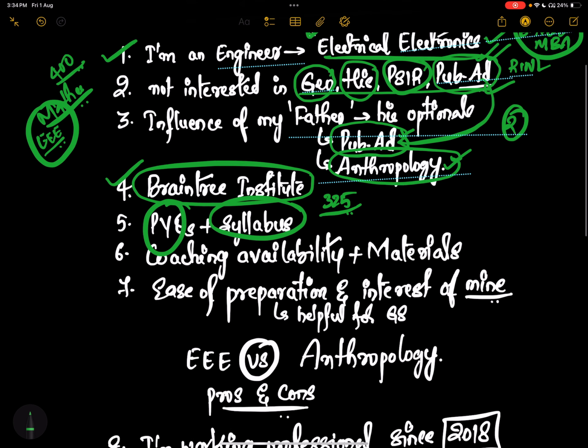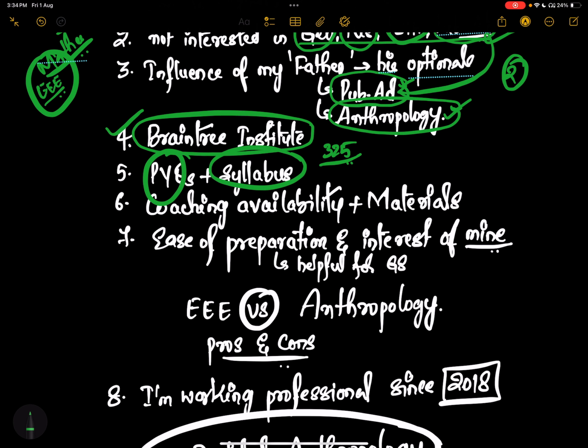And also I try to choose my option on the basis of coaching availability, good materials, good faculty, and availability near me. All these things. So I'm left with only two options. Either I have to take triple E or anthropology.